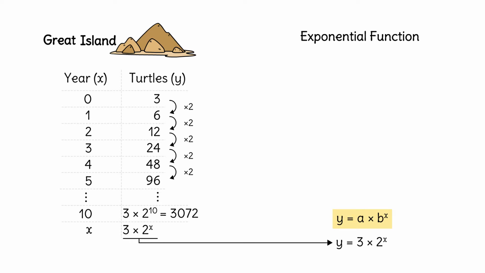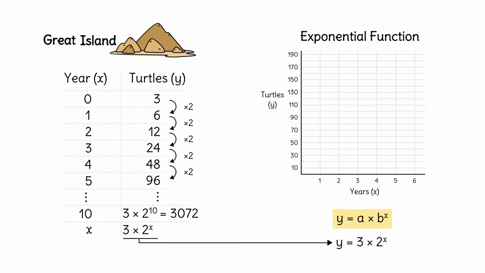From our table, we can make a graph. The graph shows us that the turtles increase at a faster and faster rate as time passes. The multiplier of 2 means rapid exponential growth of the population. The initial value is visible here at the y-intercept of 3.